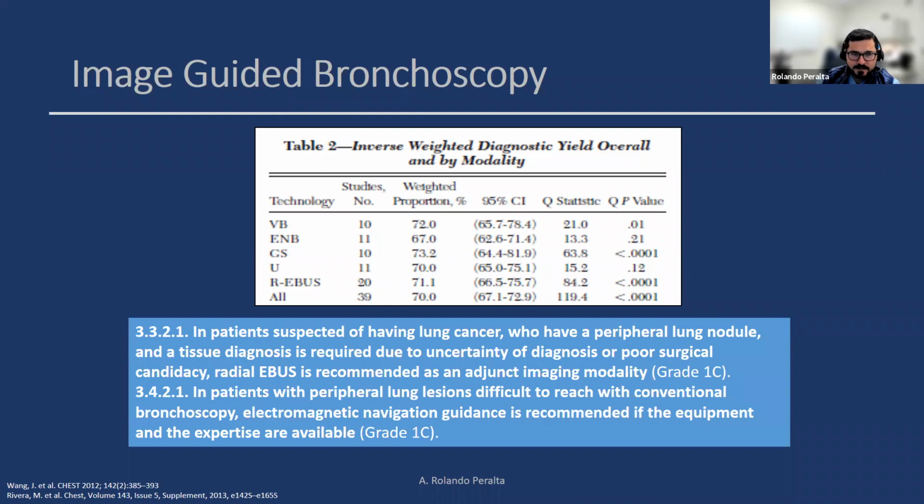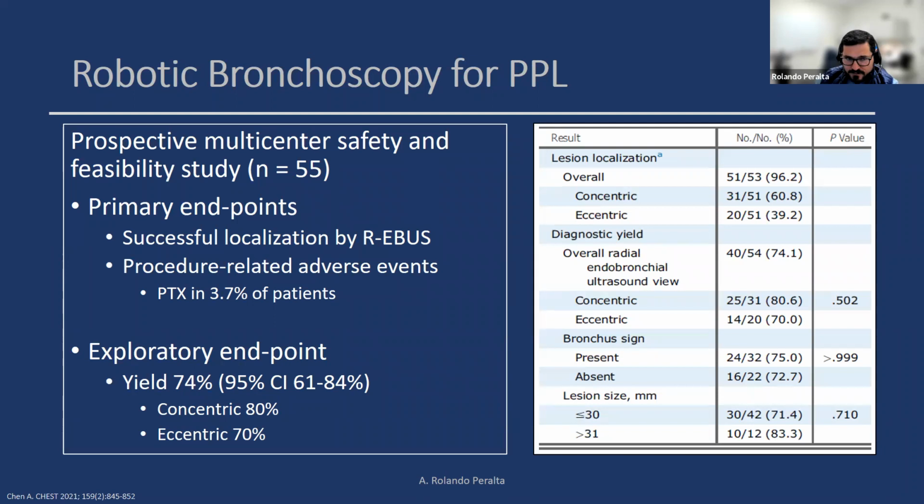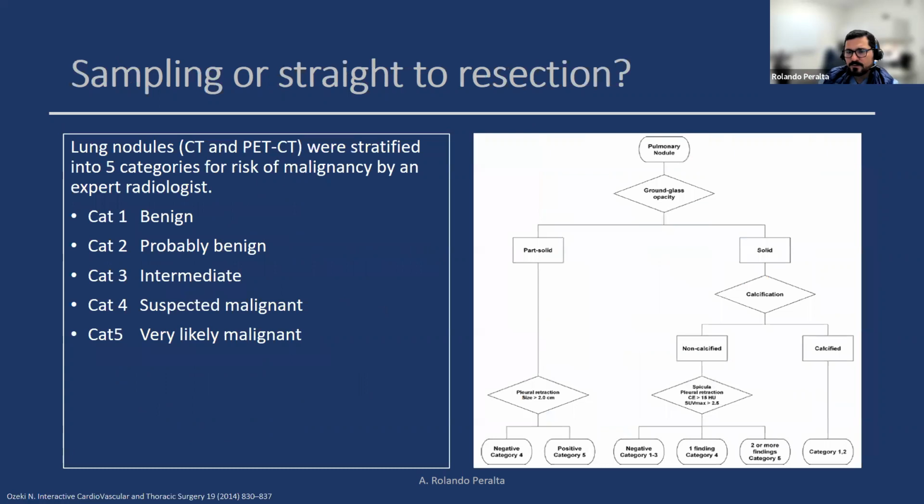Robotic bronchoscopy for peripheral lesions. This was the first study on that. It was a prospective multicenter safety and feasibility study. The primary endpoint was successful localization of the lesion, not the yield, all right? And then the complications. Important things from this study: the ability to reach the lesion was very high, okay? It was 74%, the ability to reach the lesion, not the diagnostic yield. And the pneumothorax rate was very low, 3.7%. So those are the things that I think we can take out of this paper. And there's a lot more data coming out in the next couple of years. We expect the yield for robotic bronchoscopy for peripheral lesions to reach mid-80s at least.